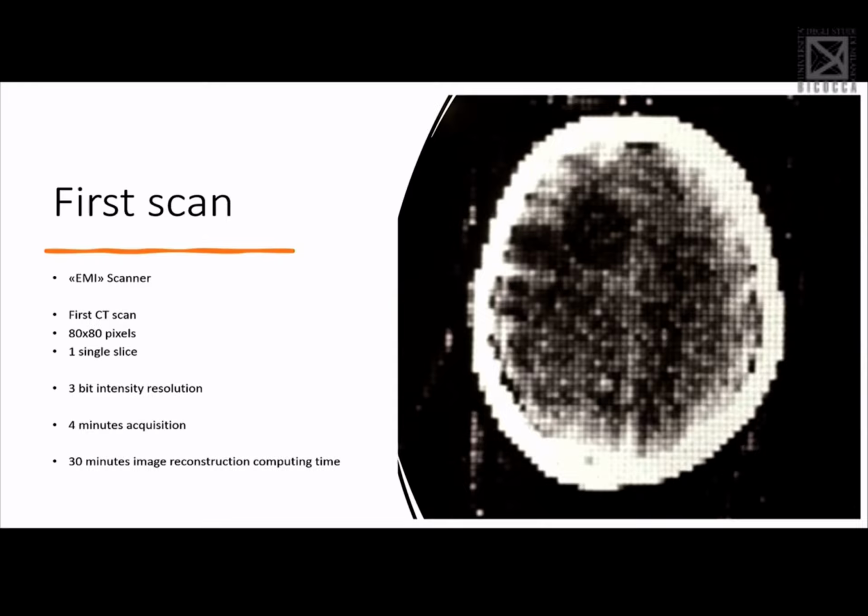Of course, when you acquire a slice, you can then acquire a second slice, move it another time, acquire a third slice, and so on. By the way, to reconstruct this very small image, it took 30 minutes of computing time. You see, the name is computed tomography because there is no way to do that analogically. You need some algorithms to go from what the detectors acquire to a visible image.